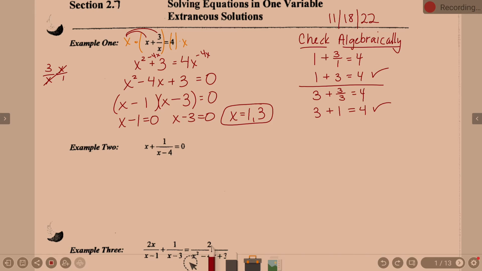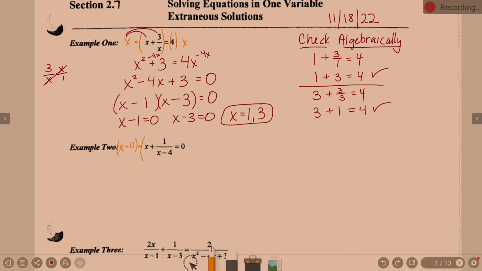Okay, let's try example 2. x plus 1 over x minus 4 equals 0. Looks more complicated, but technically the steps are the same here. What was our first step last time? Multiply both sides by x. Okay, last time we multiplied both sides by x because x was in my denominator. So what am I going to do this time? Multiply it by x minus 4. Okay, I have a denominator that has the factor x minus 4 in it.